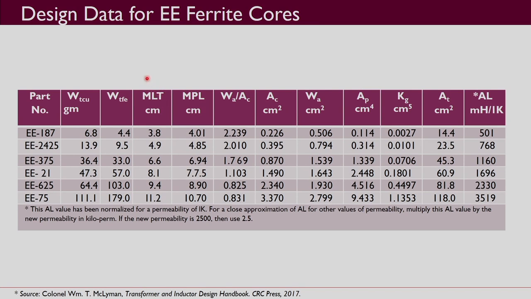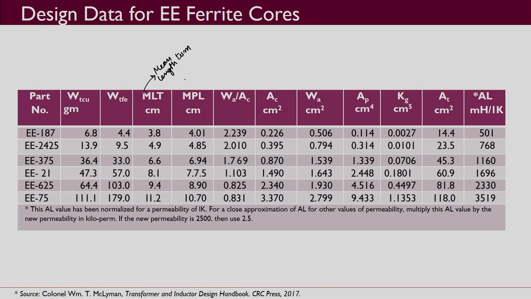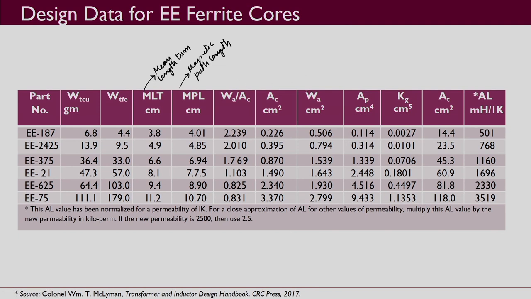Then further your MLT is the mean length turn. What we mean by that is, here you will be winding, so there will be turns, and these turns will have a mean length, so that is your mean length turn. Then MPL is the magnetic path length. I have shown you this before also. When you have this kind of geometry, whatever the total magnetic path length is, that is your MPL.